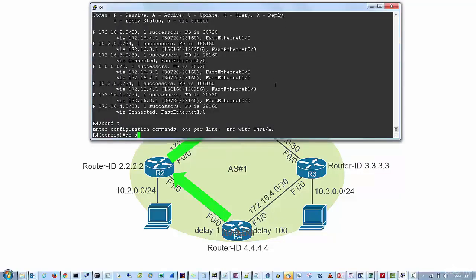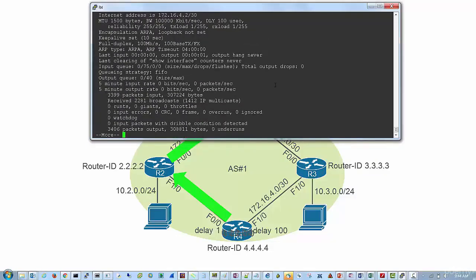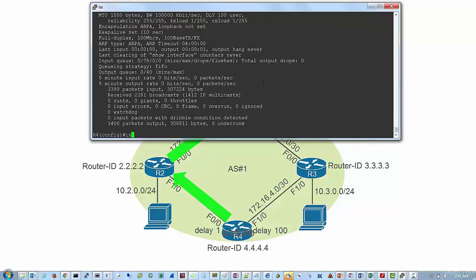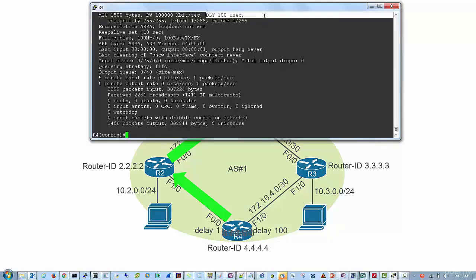To confirm what your existing interface delay is, if you just run the command, write out the whole command here, show interface F1/0, I can see that I have a delay of 100 right now on my interface. If this was in the configuration, it would actually be a delay of 10. So I'm actually going to configure a delay of 100, which is going to become 1000 in this output.